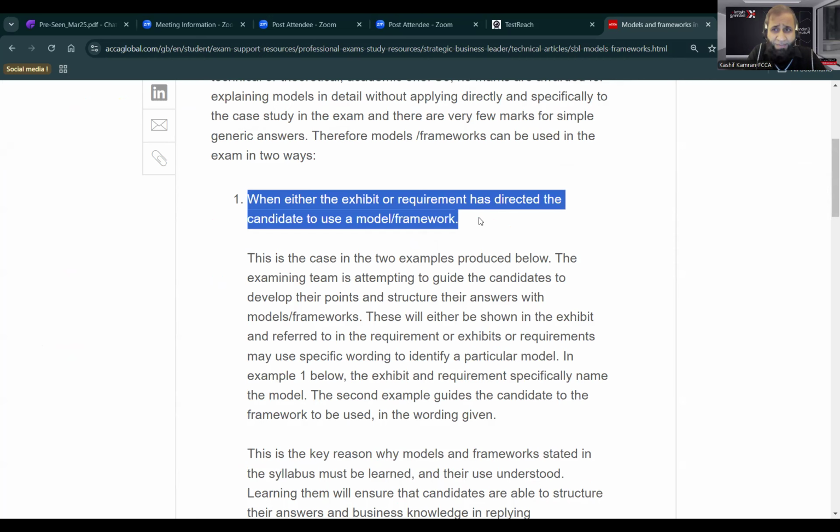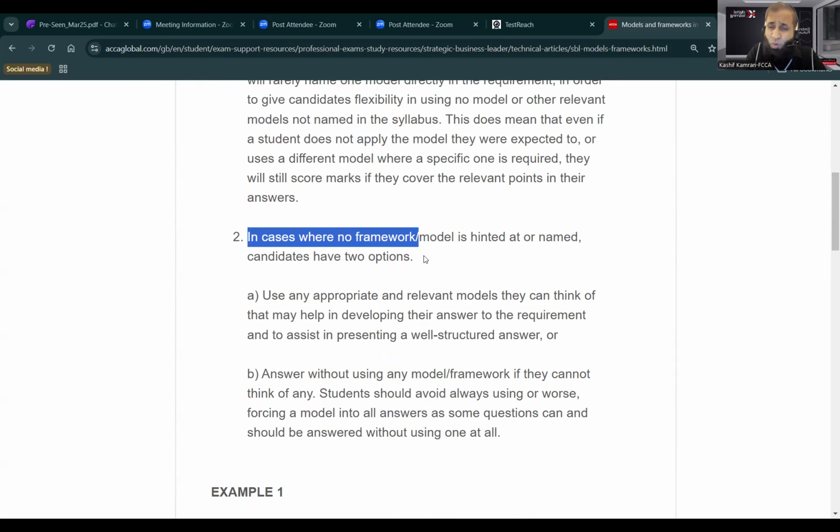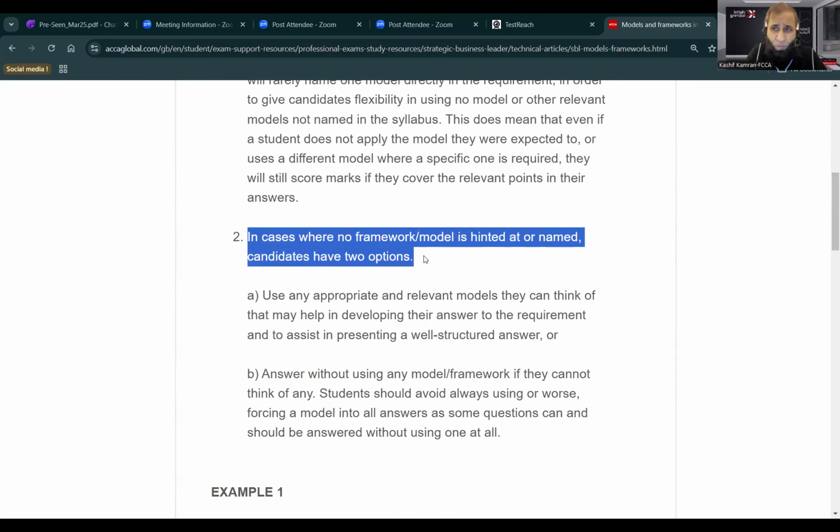So when you're reading an exhibit or a requirement, and that particular exhibit or requirement has directed you to use a framework or a model, then do it. Or number two, in some cases where no framework or model is named or hinted in the exhibit or requirement, then you have two options. Either you choose one yourself or you don't use the model or framework. I've just given you that illustration in my presentation.